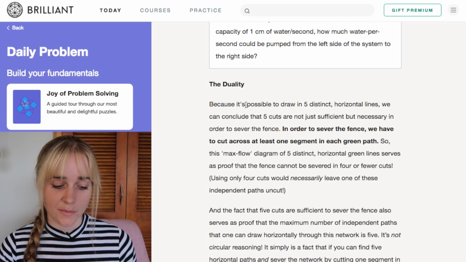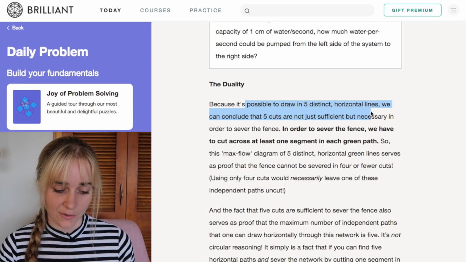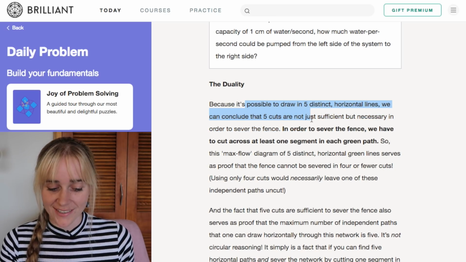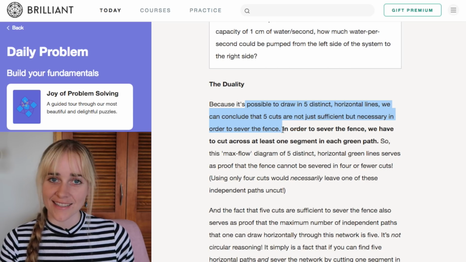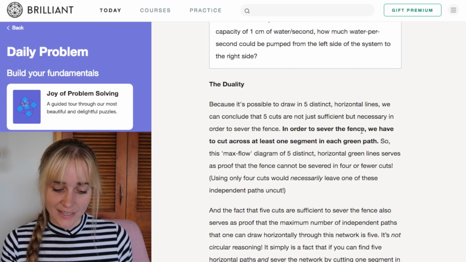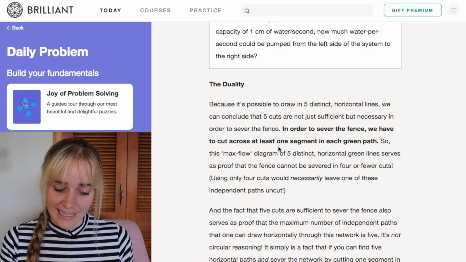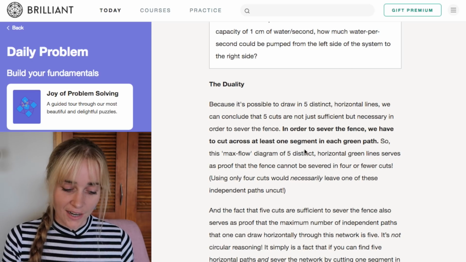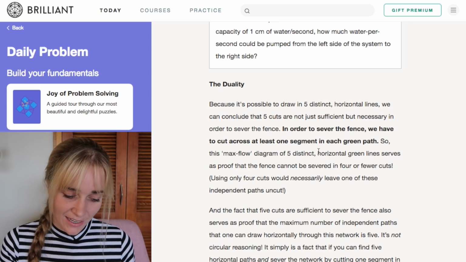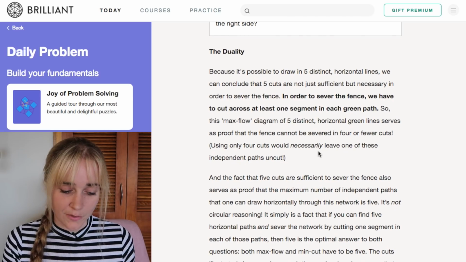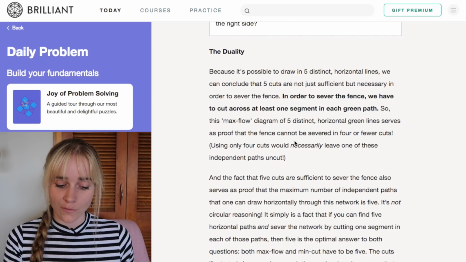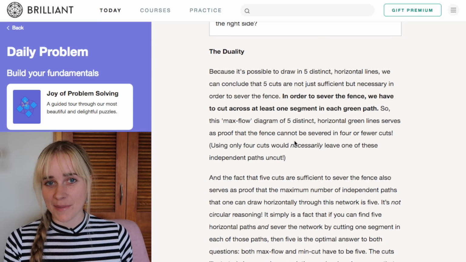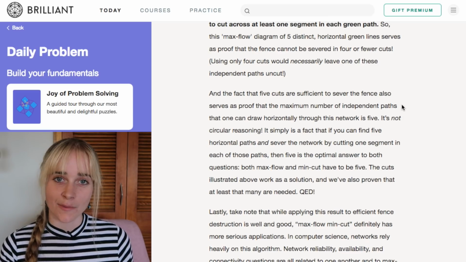Because it is possible to draw in these 5 distinct horizontal lines, we can conclude that 5 cuts is not just sufficient, but also necessary in order to completely sever the fence. In order to sever the fence, we have to cut across at least one segment in each of these green paths. So the max flow diagram of 5 distinct horizontal green lines serves as a bit of a visual proof that the fence cannot be severed in 4 or fewer cuts, because it would necessarily leave one of these independent paths uncut. This idea works both ways.